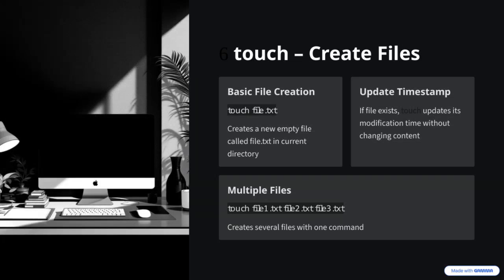All right, so here we see that with just one command, we can create multiple files at once. For example, if I type touch file1.txt file2.txt file3.txt, it will generate all 3 files simultaneously. This is really handy when you're setting up a project and need several files quickly.